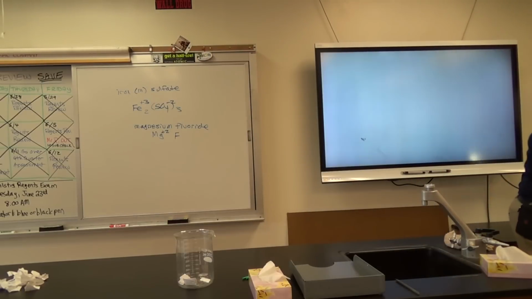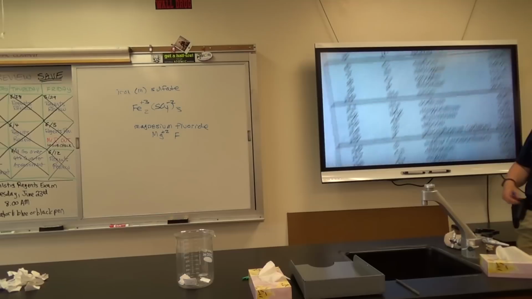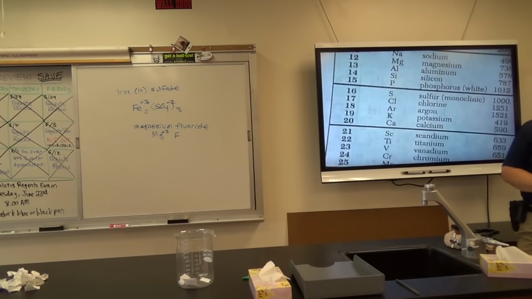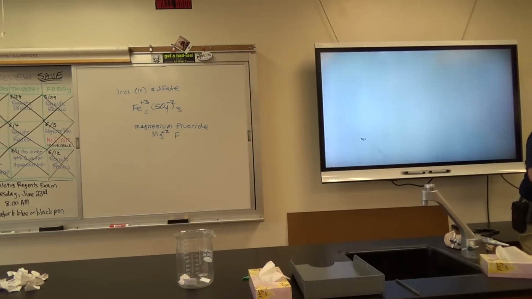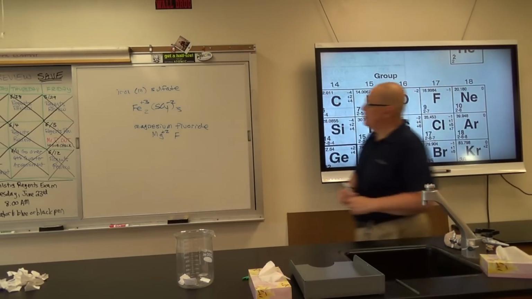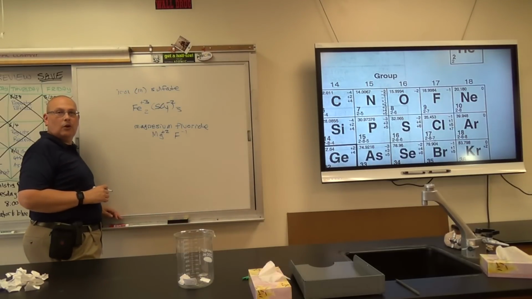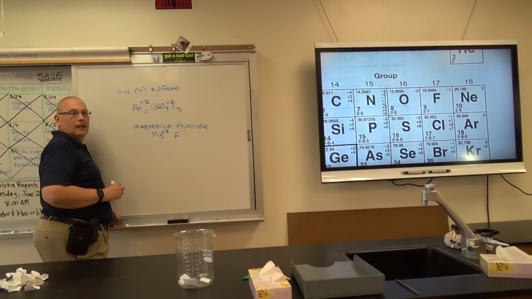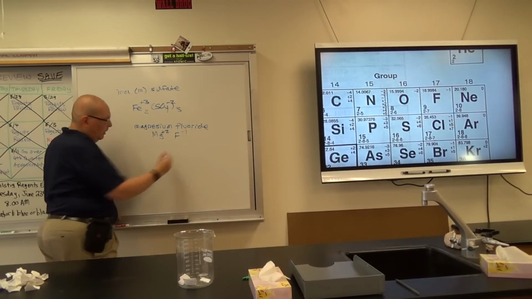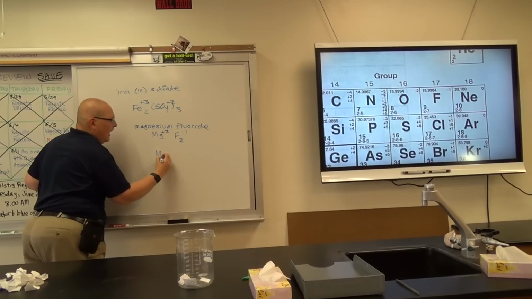And if you ever run into any question about what the symbol is, all you got to do is look it up on table S. Fluorine is F. And it has a charge of -1. And that's the only charge it can form. So, based on drop and swap, what's the formula for magnesium fluoride? MgF2.